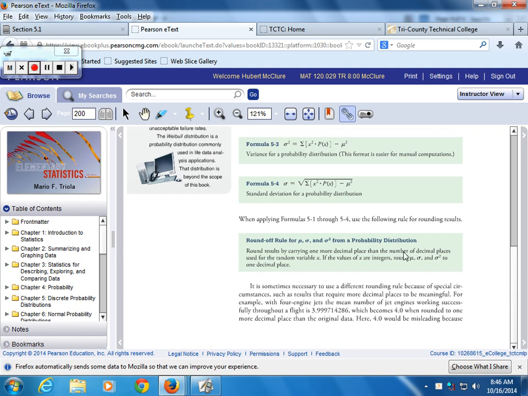And there's a round off rule also right here. It says make sure you round at the end of the problem, and you want to round to the number of decimal places used for the random variable. So pretty much whatever you start with, you end with. If you start with 3 decimals in the probability, then you want to put your answer in 3 decimals. If it's only in 2 decimals, you want to put it in 2 decimals.